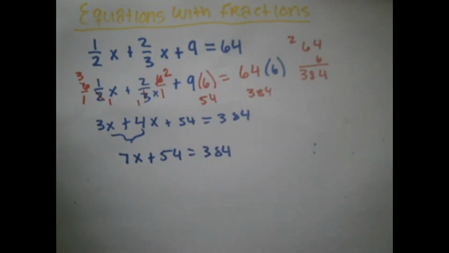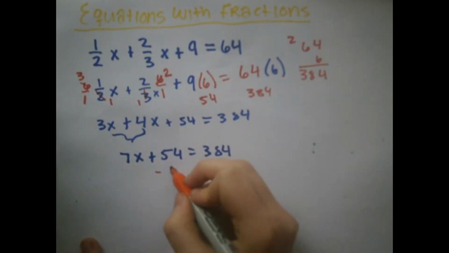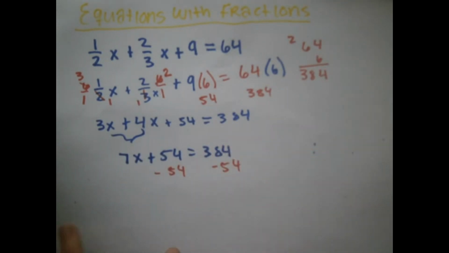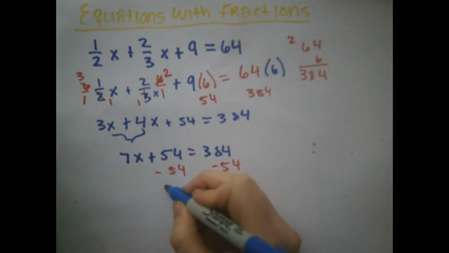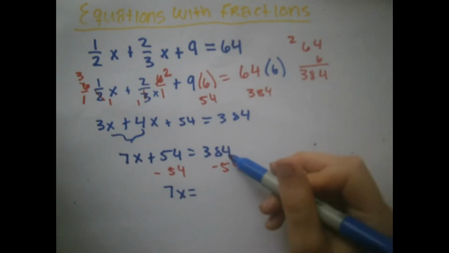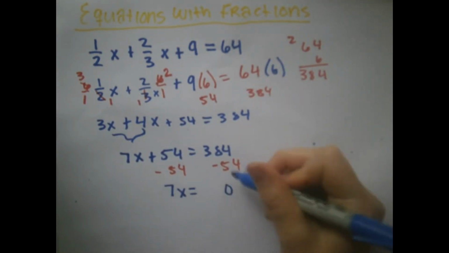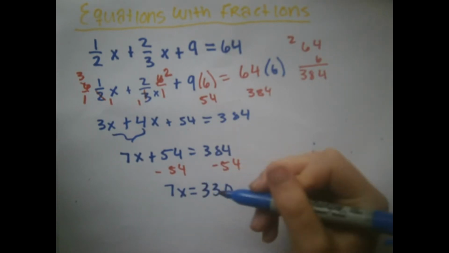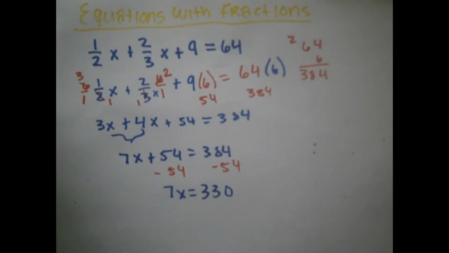Now we're not done yet. We want the x to be all by itself. So what we have to do is subtract the 54, right? Subtract 54 from our 384. And so now we have 7x equals, what's 384 minus 54? Well, first what's 4 minus 4 is 0. 8 minus 5 is 3, and we have our 3 left over. So that's 7x equals 330.